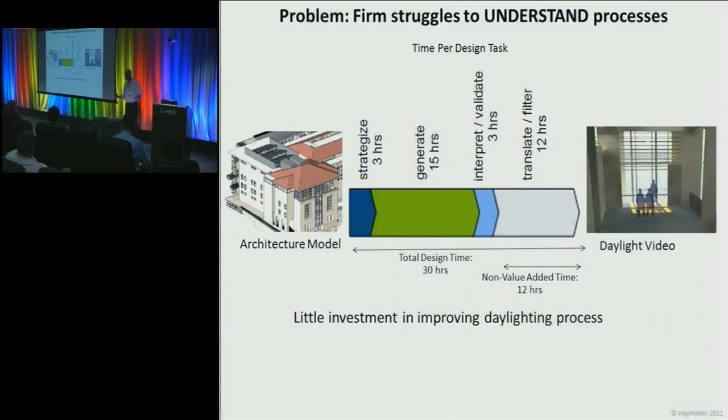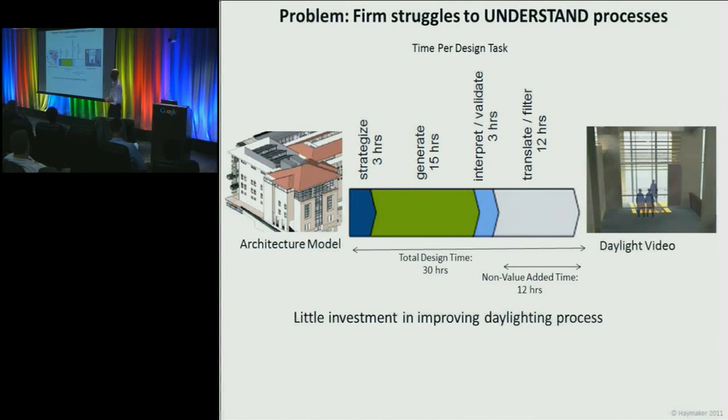Finally, firms tend to have difficulty stepping back and saying, okay, every project is unique, but let's step back and ask, what are we doing over and over and over again? How can we start to find some efficiencies there? Here's an example where they have their architectural model. They have to go through a number of what might be considered value-adding issues of generating that model, strategizing what they want to model, and interpreting the results of the daylight analysis.